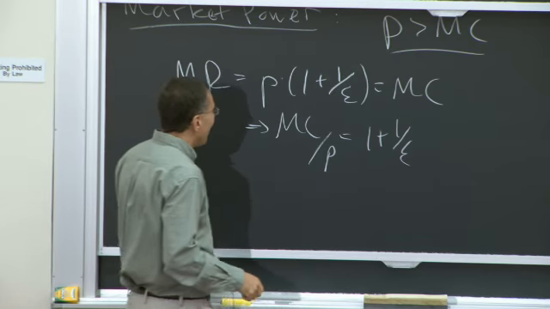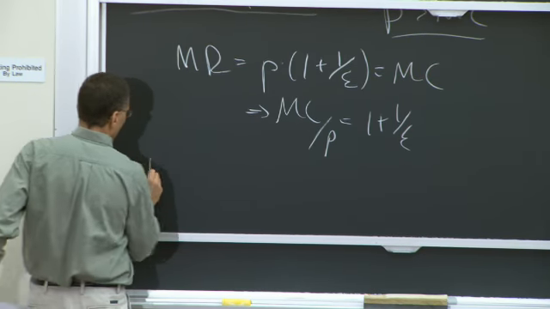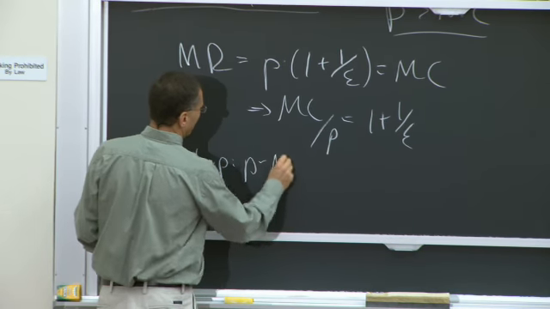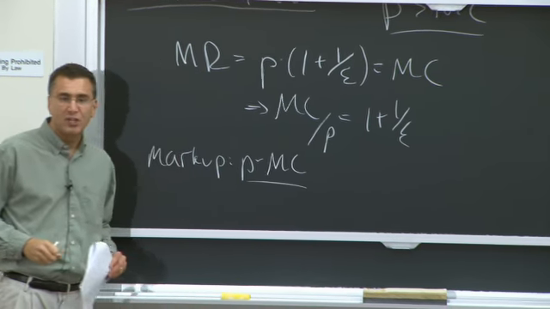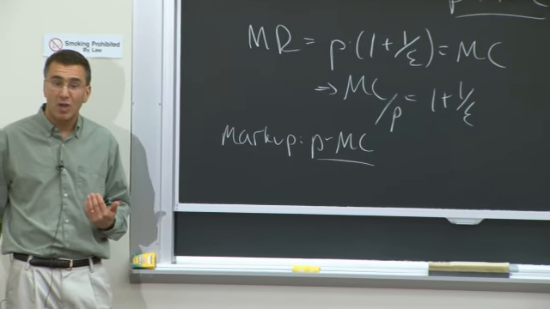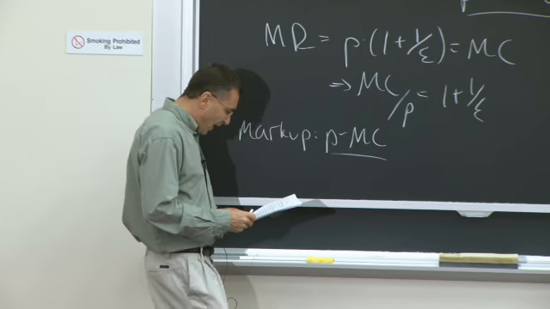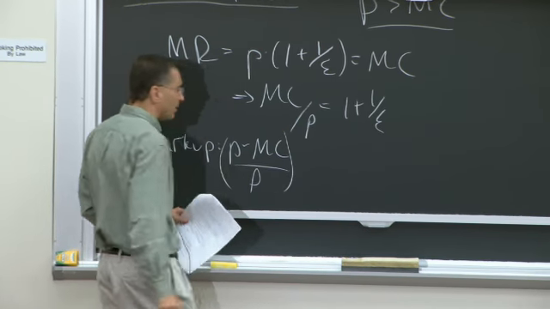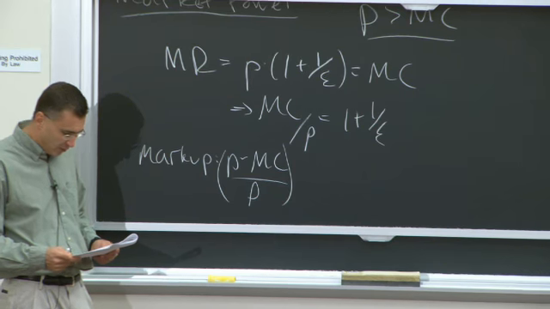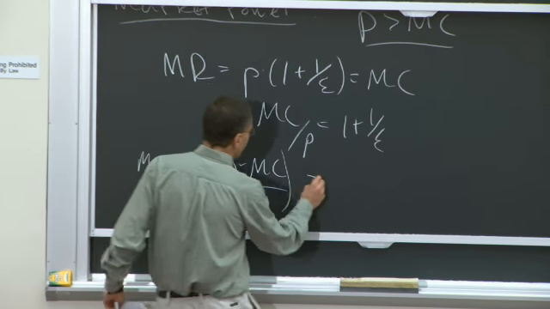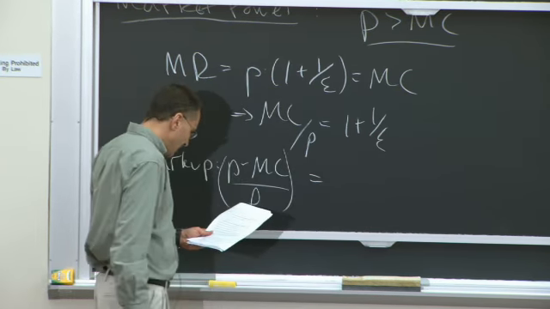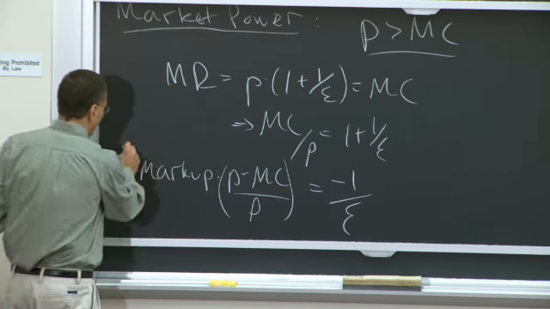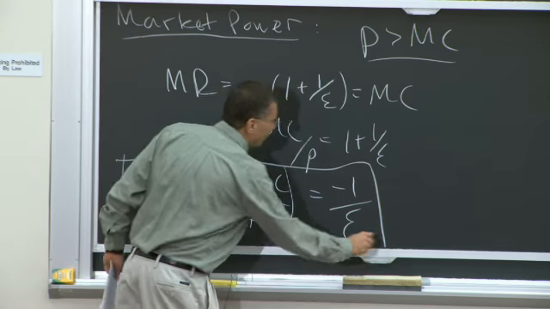Now let's define the markup as price minus marginal cost, how much money you make on the next unit. You sell for P, you pay marginal cost. If you define the markup as (P - MC)/P, that's the percentage markup: how much you make on the next unit. Then you can see that the markup equals -1/epsilon. So the markup for a monopoly firm equals -1/epsilon.